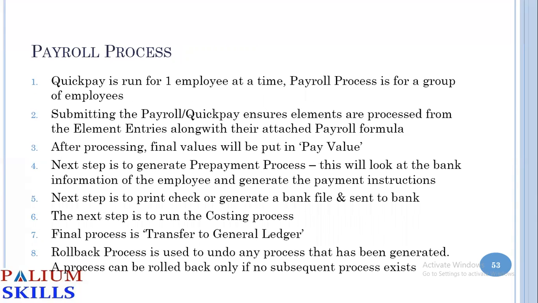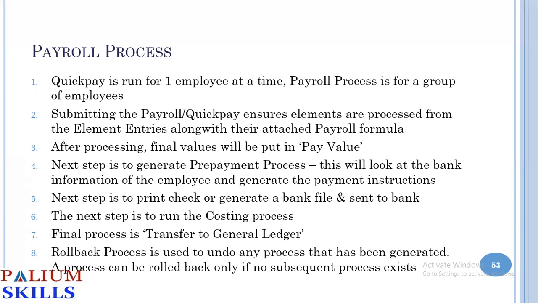Next is the payroll process. When we process payroll, we can do something called a quick pay. Quick pay is done for one employee at a time, and payroll process is for a group of employees. Submitting the payroll or quick pay ensures elements are processed from the element entries along with their attached payroll formula. After processing, final values will be put in pay value.